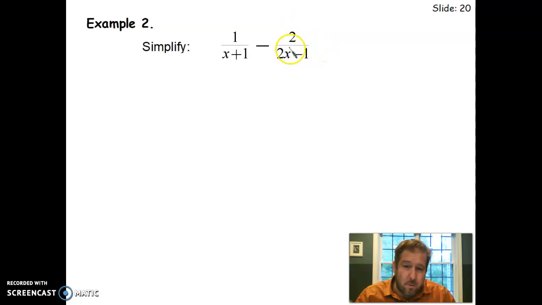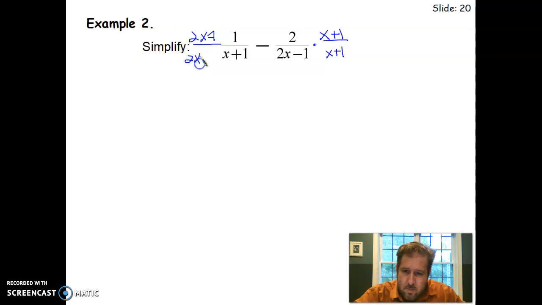All right, example number 2. I'm going to do kind of the exact same thing in this case, only I once again have 2 different denominators. So what I'm literally going to do is multiply both sides by the other denominator, 2x minus 1 and 2x minus 1. All right, so 2x minus 1 times 1 is 2x minus 1.